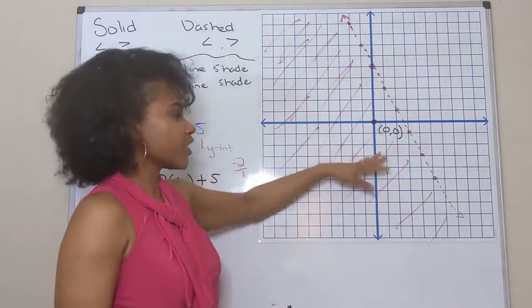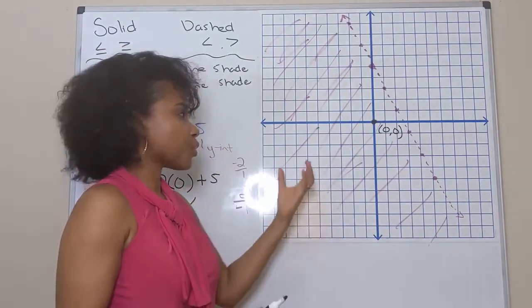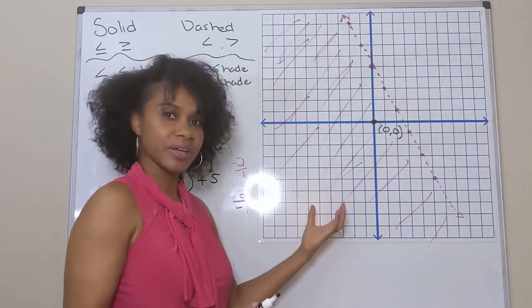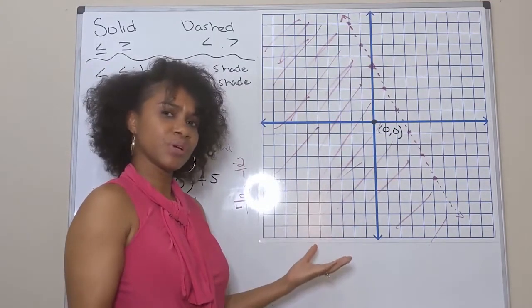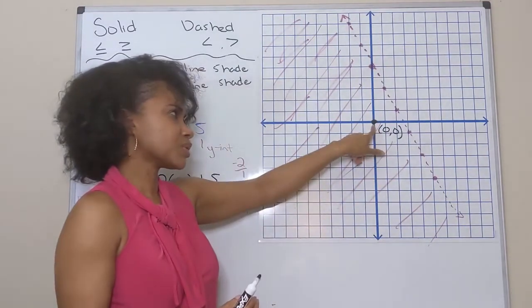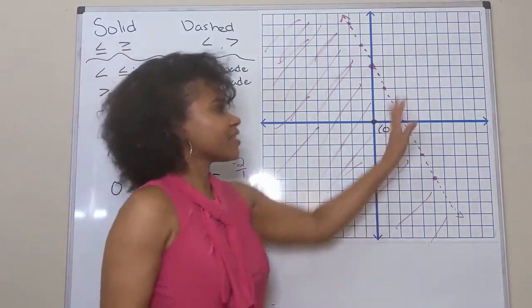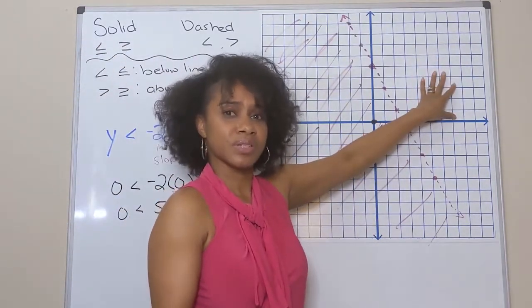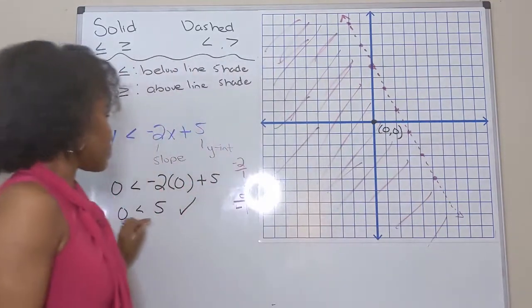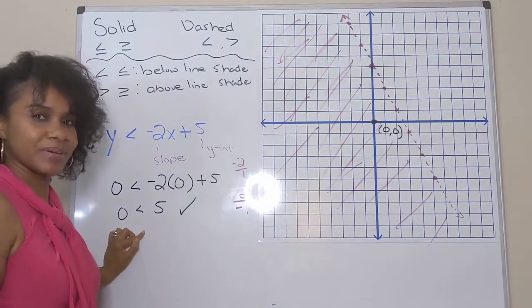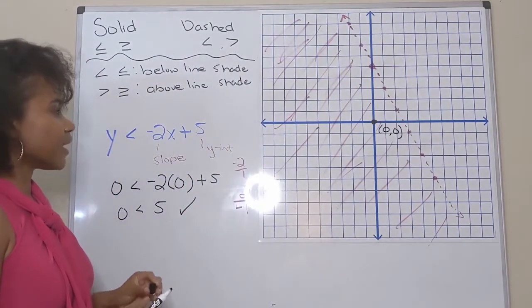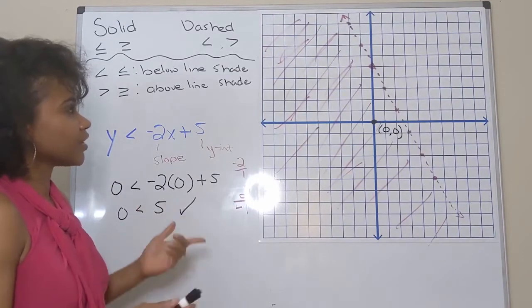So after you shade, if you're not quite sure, choose an ordered pair on the side that you shaded. Or even if you choose one on the other side. I like to choose the point 0, 0. So if you would have shaded the other side and you chose the point 0, 0, well, you would not have gotten a true statement. All right, so just to recap, we're graphing a linear inequality.